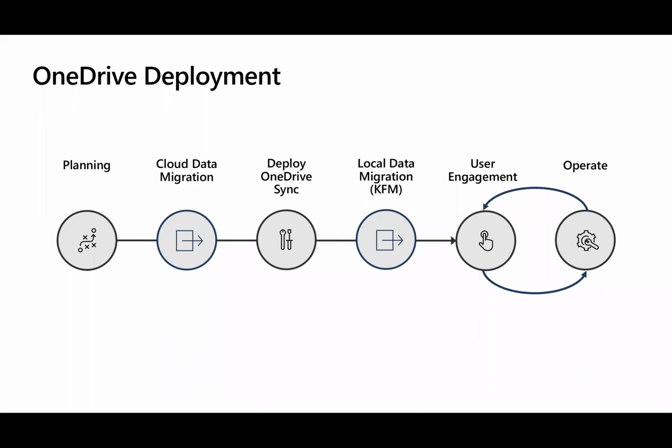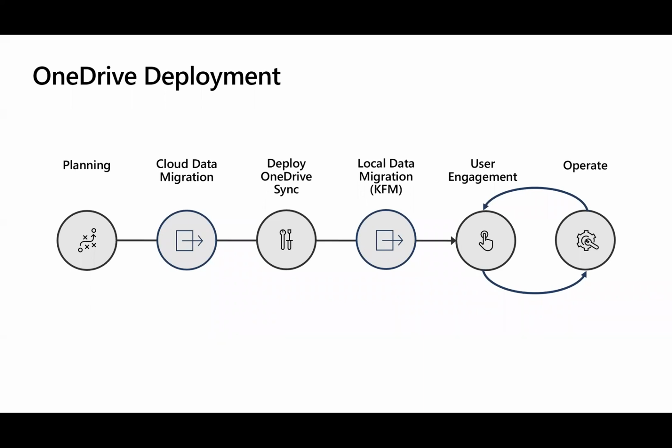Deploying sync is about making sure it's installed and all the different settings you want are deployed. We'll talk a little bit about some of those. And then KFM is really about local data migration, because there's a bunch of data already on the user's machine in these known folders: desktop, documents, and pictures. KFM allows you to move that data to the cloud and make sure it's protected, just like we were talking about earlier. And once the user's data is in OneDrive, that's when driving user engagement and operationalizing the steady state comes into play. It's a cycle there at the end.